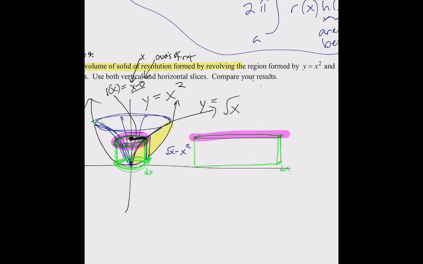2 pi times our radius gives you the distance around that cylinder, 2 pi r. And that's it. We've got the pieces to the volume of our one piece. All we have to do is integrate that one volume: 2 pi times our radius times our height dx. And the interval is from 0 to where these intersect, which is at 1.